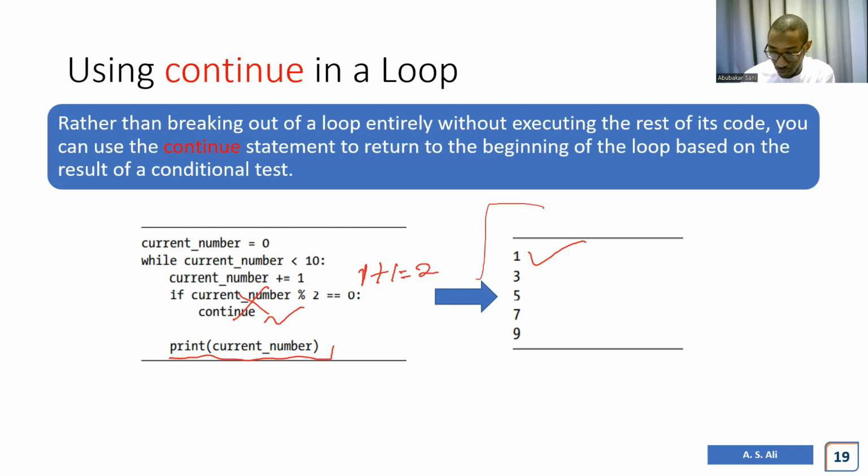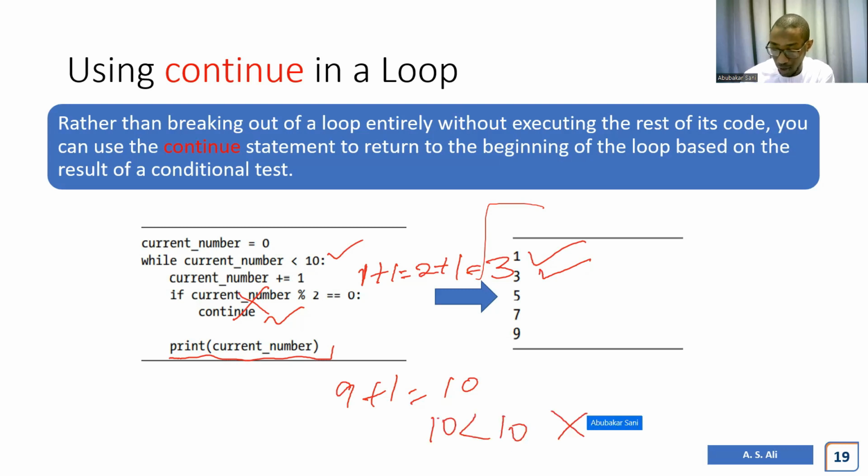So now we have 2 as the current number. We come again, is 2 less than 10? Certainly. Current number now will be 2 plus 1, which is 3. So is 3 divisible by 2? No. Therefore, we're going to print it, and we saw 3. So this will continuously go on up to 10. Okay. So 9 is less than 10. 9 plus 1 is what? 10. So is 10 divisible by 2? Very true. So we're going to skip and move back again. So is 10 less than 10? Nope. Therefore, we are going to get out of the loop. We will stop the loop.